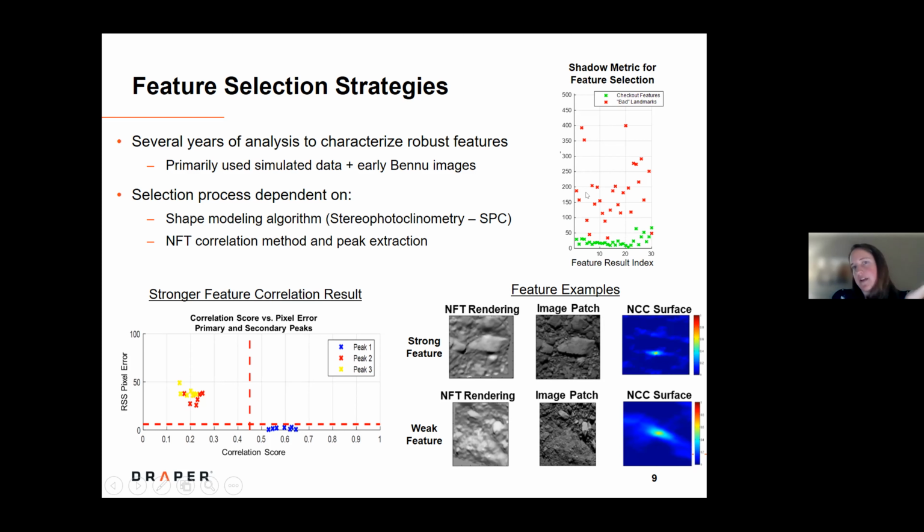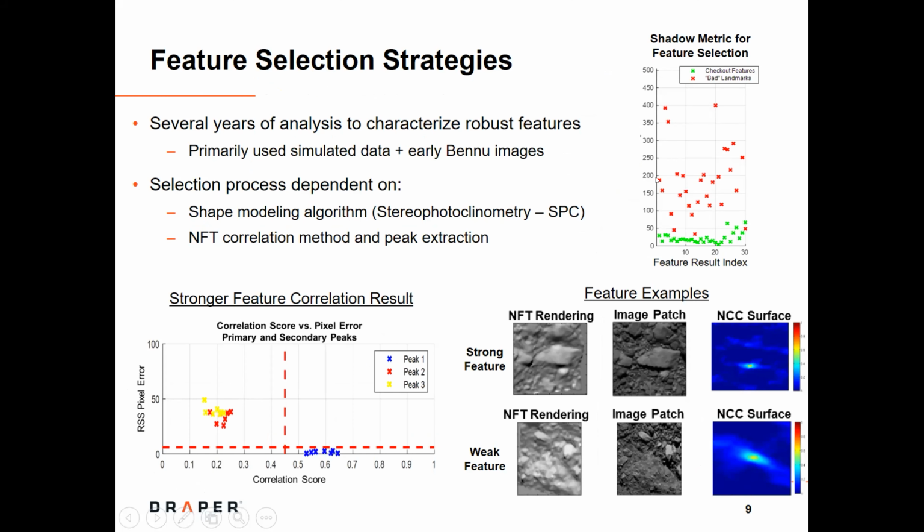And we also did some studies that I won't go too in depth in, but basically looking from the images. We had done a lot with simulated data trying to autonomously select features, and we had it tuned for what we thought the surface of Bennu would look like. But then once we saw the actual surface, none of that really worked.